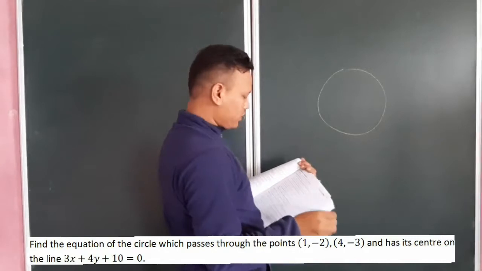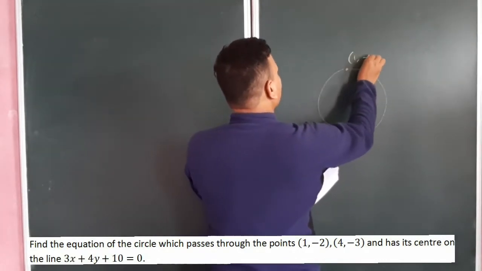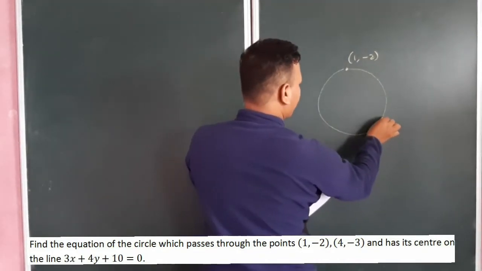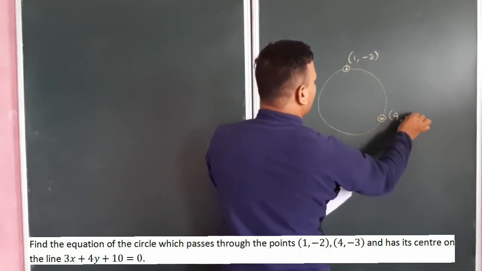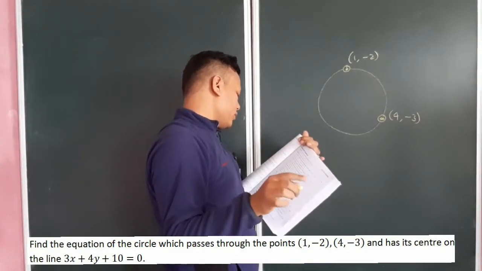So this circle passes through 2 points, and the points are given to be (1, -2) and (4, -3). I'm just taking 2 points randomly, and it has its center on the line.